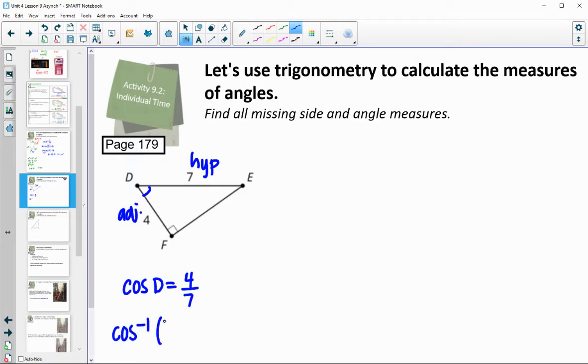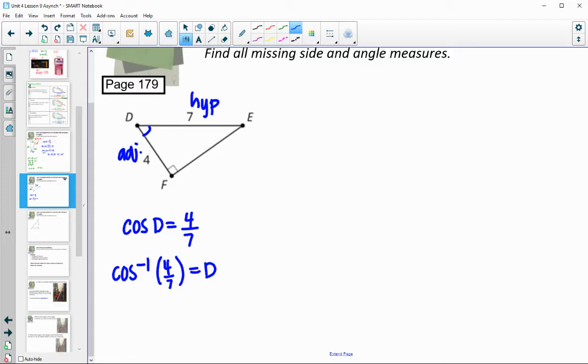Then cosine inverse is what you need to type in your calculator to get angle D. Remember, if you're using your phone calculator, you do 4 divided by 7 first, and you get 0.57142857 and so on. Then hit second cosine, or make sure that the cosine -1 is showing on your screen.